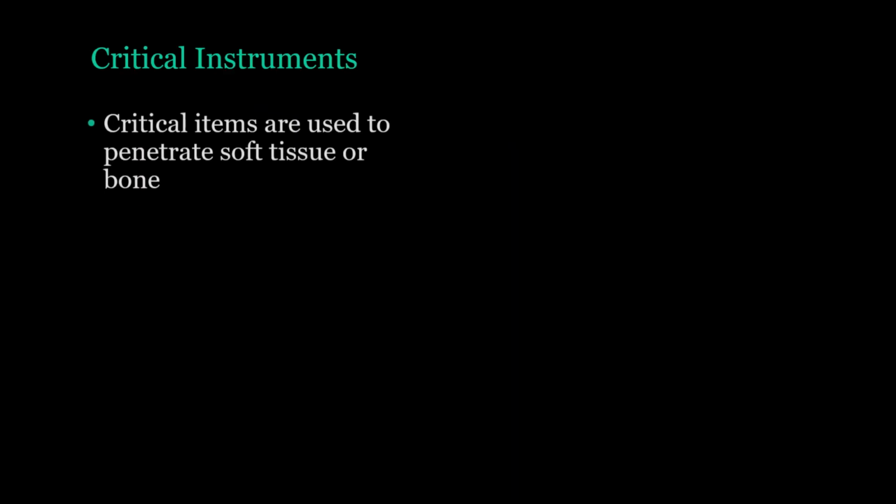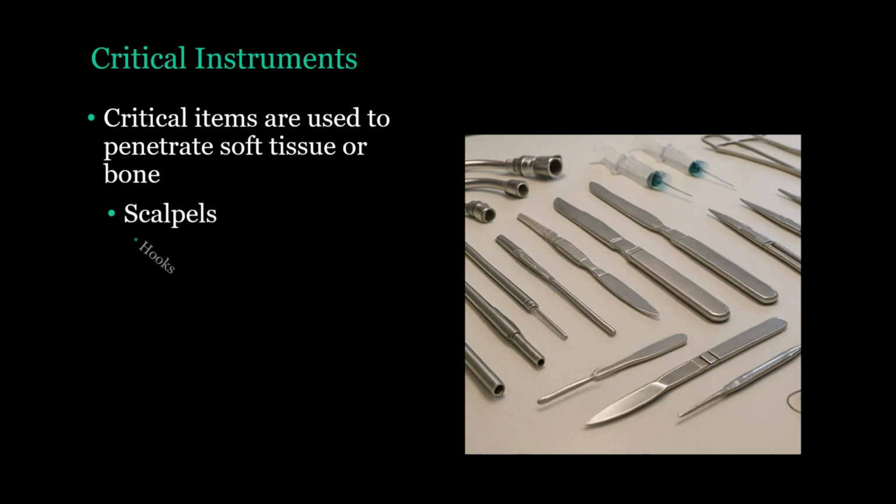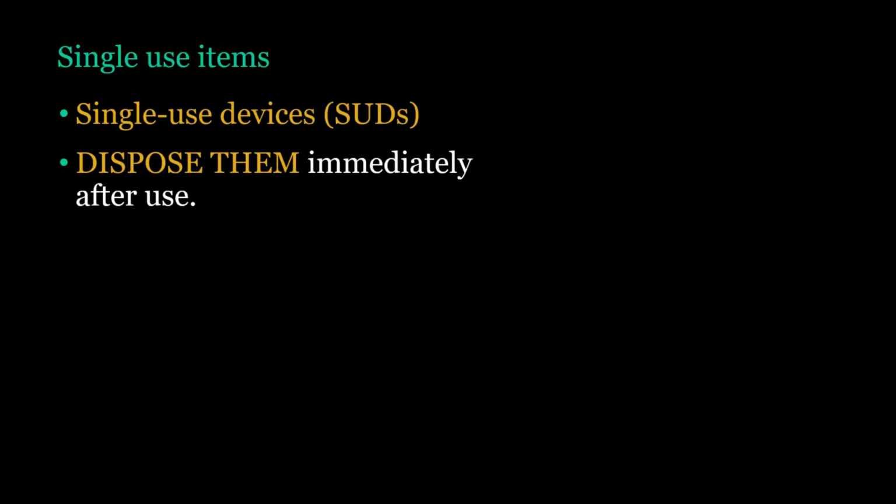Critical instruments. These are instruments that actually are going into the tissue, blood, and other bodily fluids. So that might be your scalpels, your hooks, your scissors, your trocar. Then you might have single-use items. So these are disposable items. These are not to be reused ever.